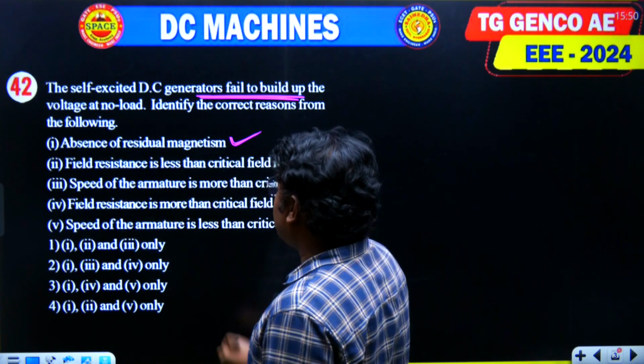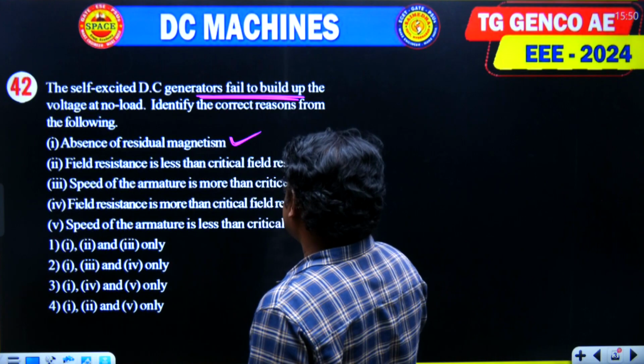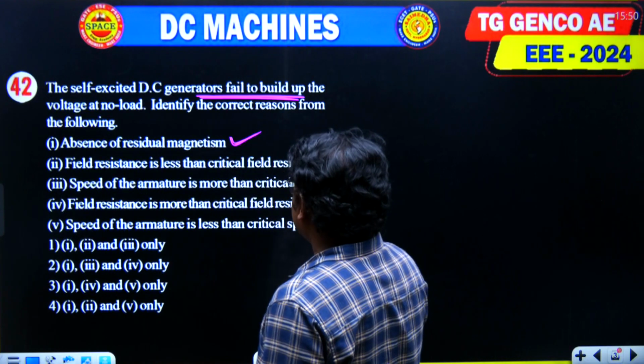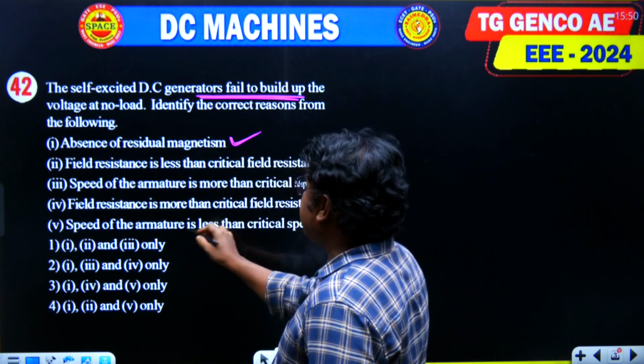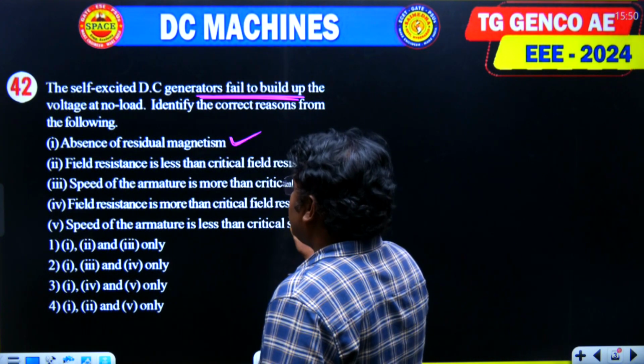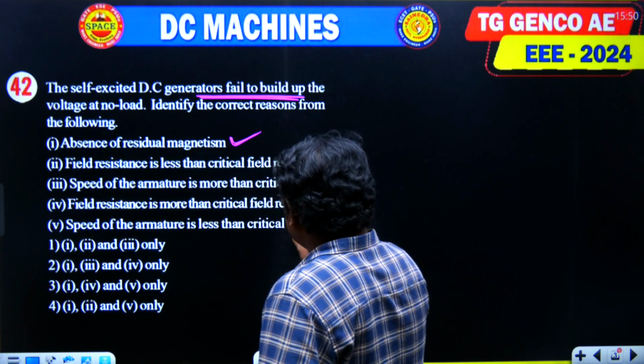And speed of the armature is less than the critical speed. Now this one is the correct statement, and speed of the generator being less than the critical speed is also a reason. Now this other one is also the wrong statement.